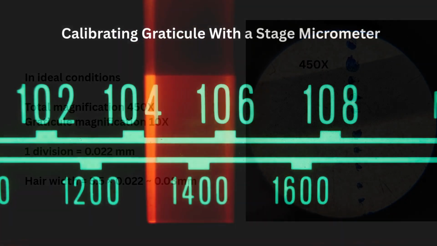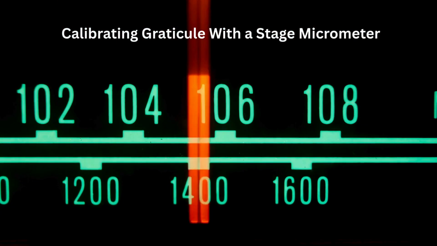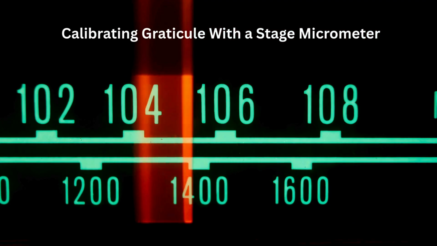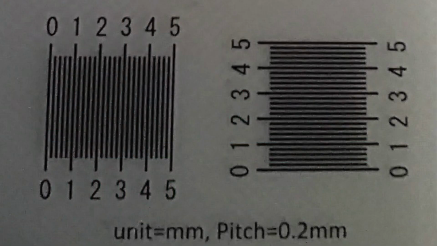Of course, this is a theoretical value, so it assumes perfect scaling and alignment. For accurate results, we'll have to calibrate using a stage micrometer. So to confirm our measurements, I've used a printed stage micrometer, and the least count of this is 0.2 millimeters.